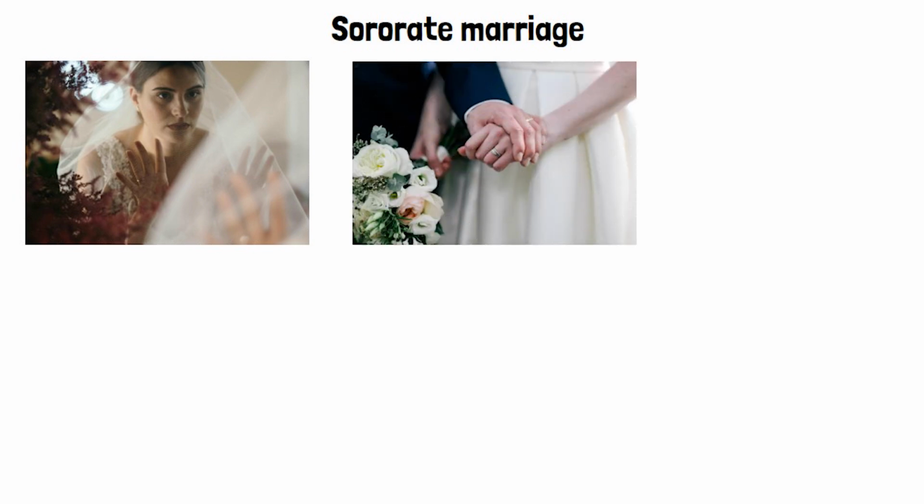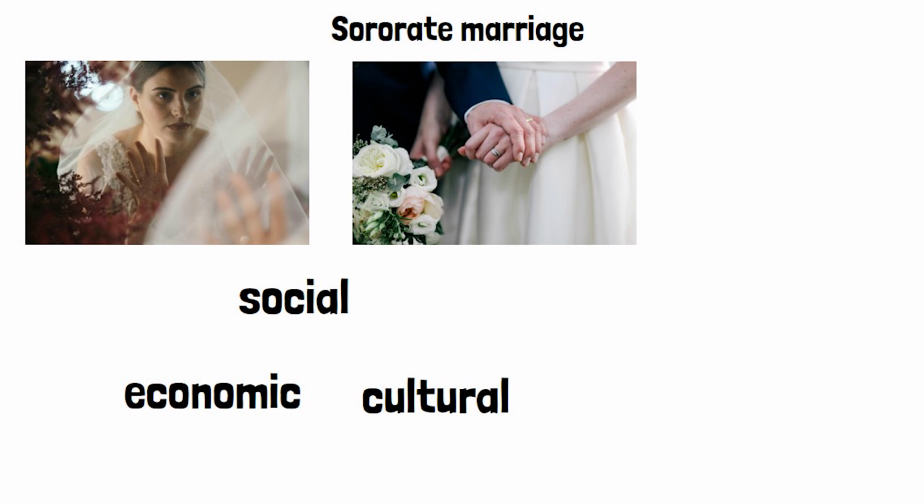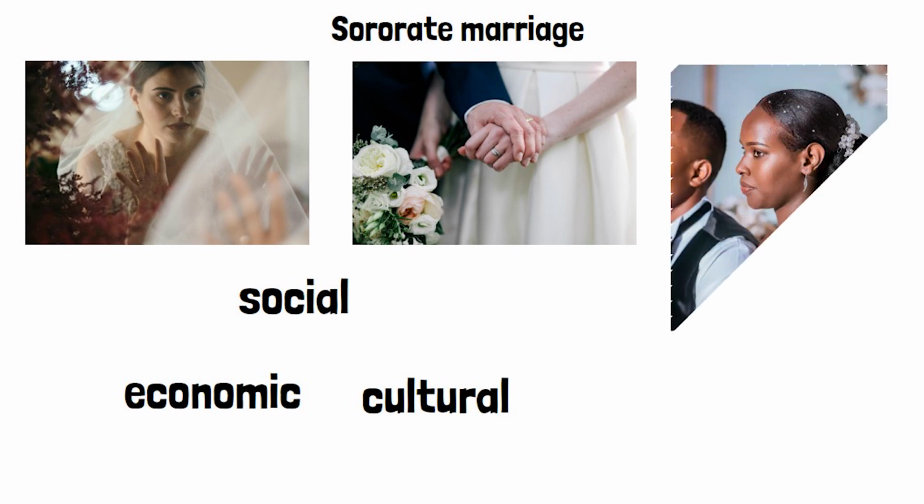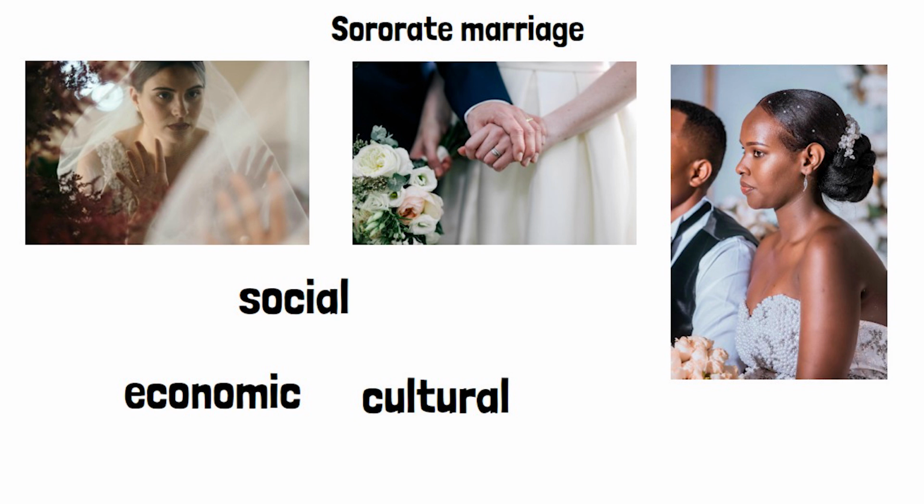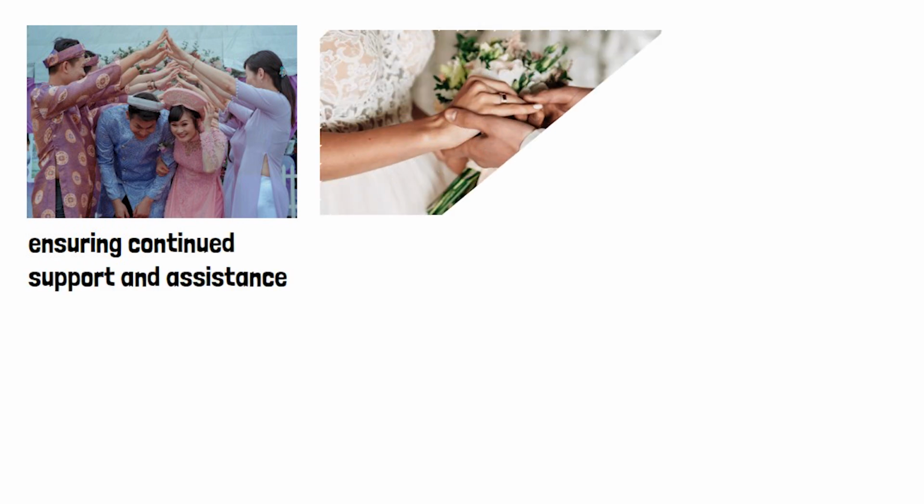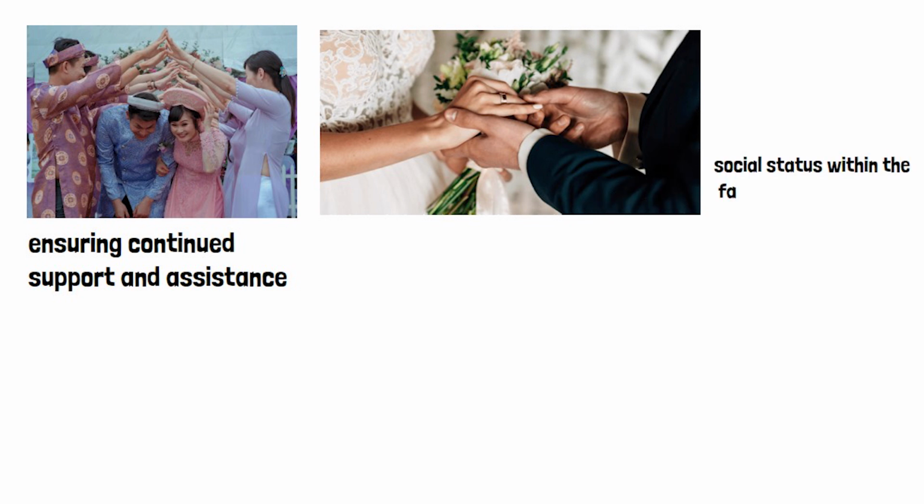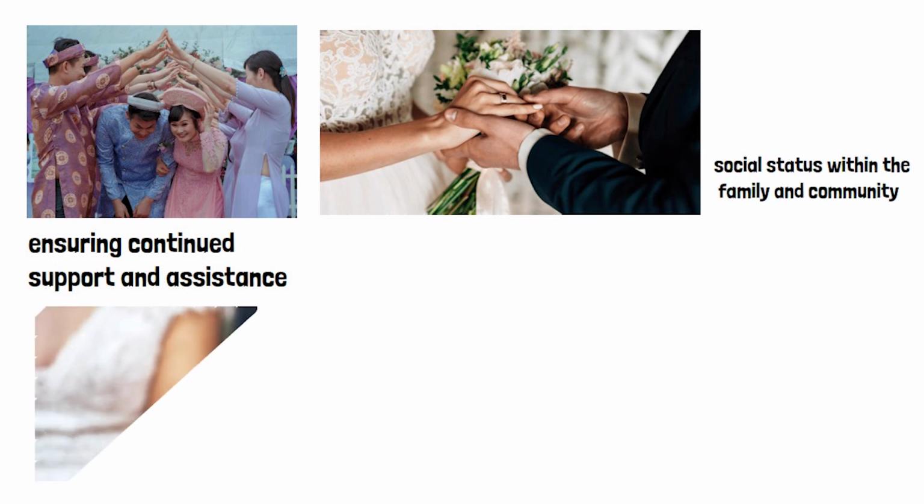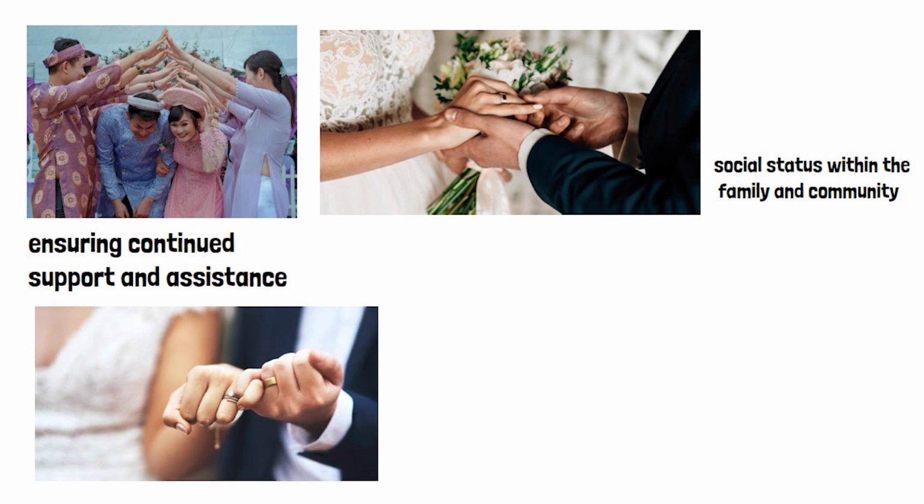Sororate marriage. It is a cultural practice where a man marries the sister of his deceased wife. This custom exists in various societies worldwide, serving social, economic, and cultural purposes. In sororate marriage, the primary objective is often to maintain family ties and ensure the welfare of the husband and any children from the previous marriage. By marrying his deceased wife's sister, the man retains a connection to his wife's family, ensuring continued support and assistance. Additionally, sororate marriage helps preserve inheritance rights, property ownership, and social status within the family and community. Today, sororate marriage is less common and often subject to legal and cultural scrutiny.